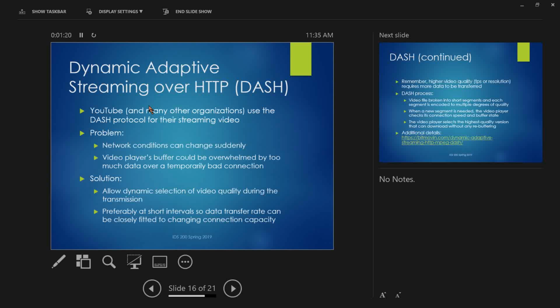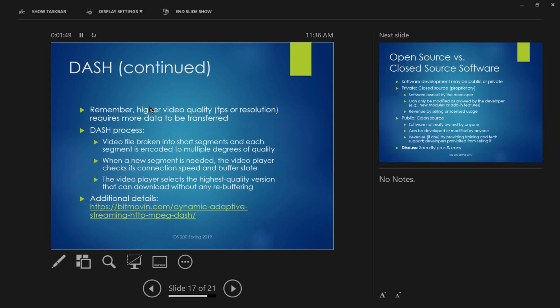So the solution is to allow dynamic selection of video quality during transmission, preferably at short intervals so the data transfer rate can be closely fitted. If the connection capacity changes, YouTube recognizes that and says, oh, you have a bad connection right now, I'm going to deliver you video segments in the lowest possible quality. And when the connection gets better, it says, great, I'm going to give you high quality video segments. Remember, high-quality video, whether in terms of frames per second or pixel resolution or both, requires more data to be transferred.